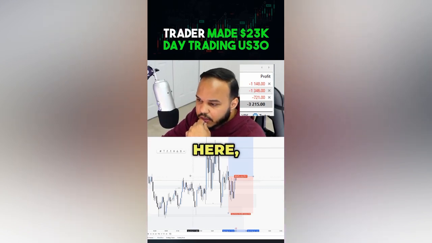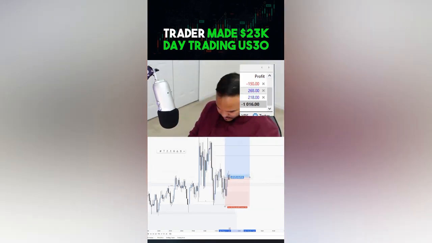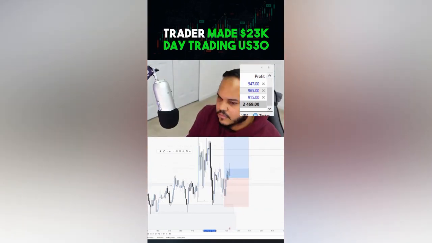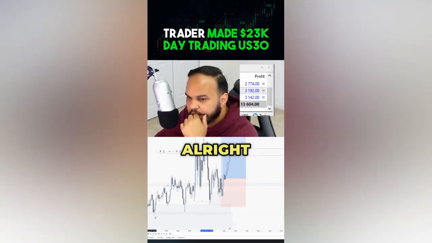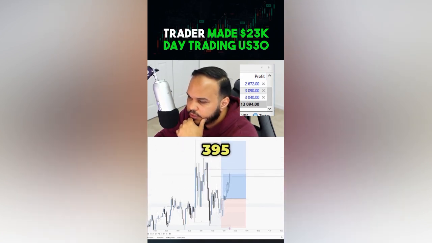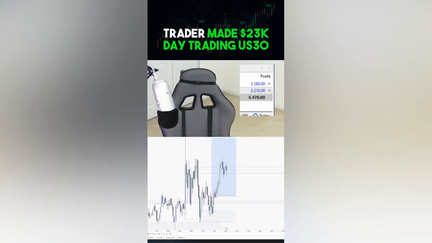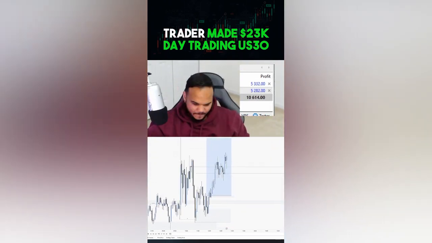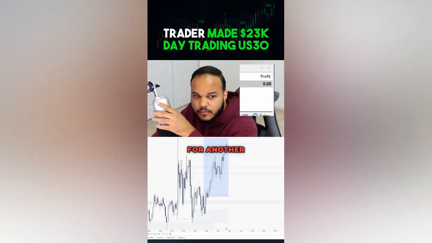So we have a close here, which looks pretty good. So I'm going to enter my position back again, the ones that I had. All right, guys, so we hit TP1 here. I'm going to close partial, and I'm leaving the rest to run towards TP2, which is going to be 38,395. And just like that, we hit TP2 for another great trade.